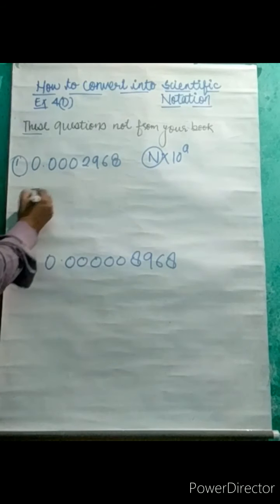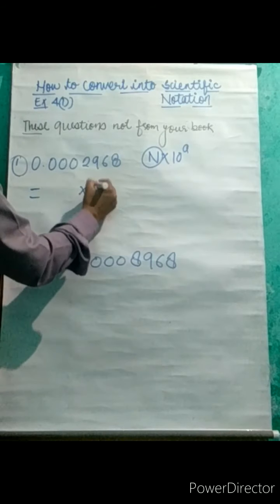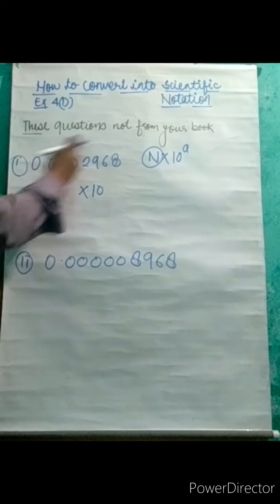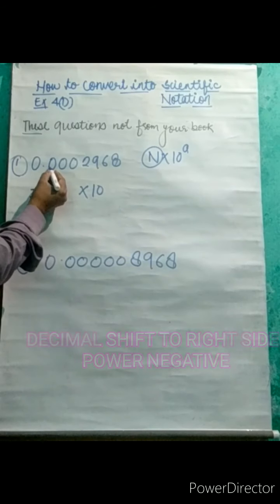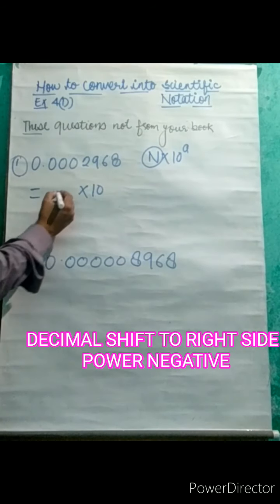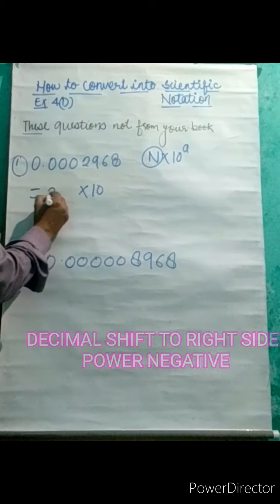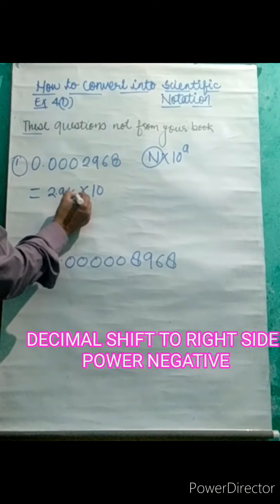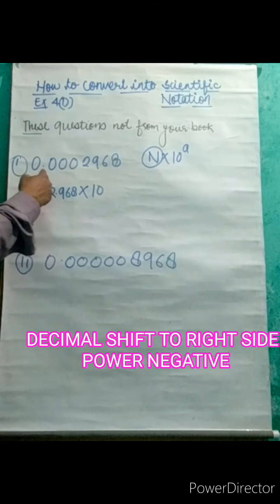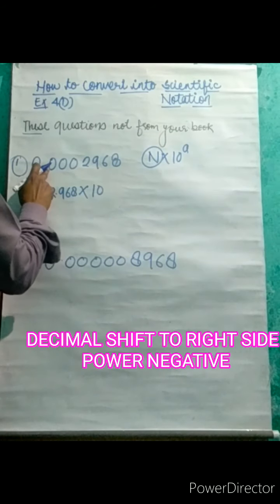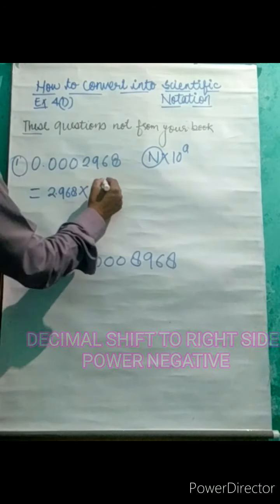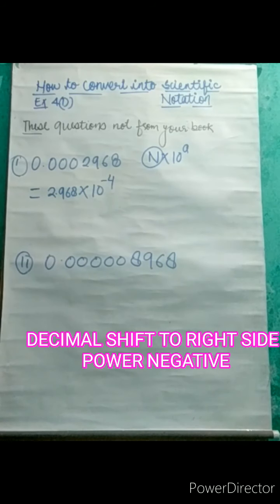Now see how to shift it. 10 raised to power comes when we shift the point. How many places are we shifting the point? Now see, here we are shifting 1 2 3 4 places. It will come 2.968. As you know now, we are shifting the point to the right side, so we shifted 1 2 3 4 places, so the power will come minus 4.